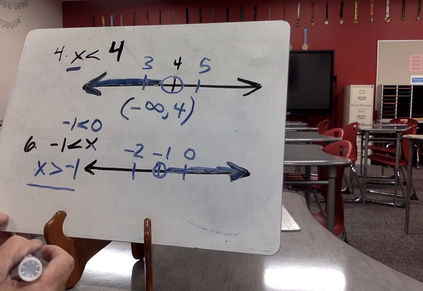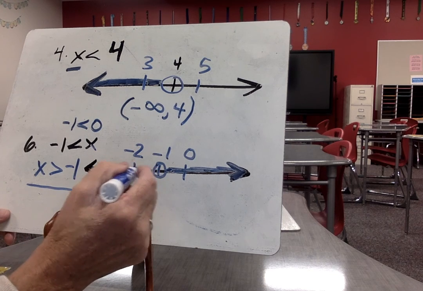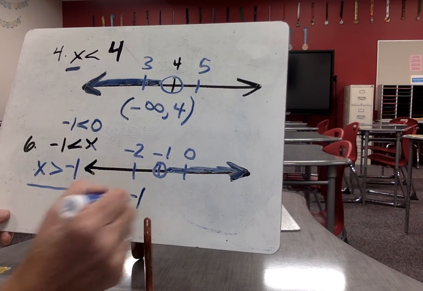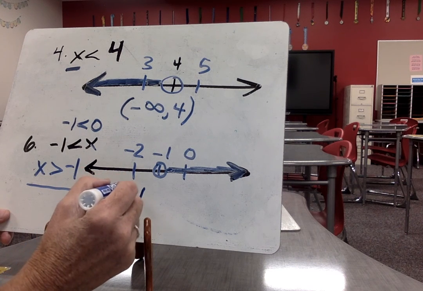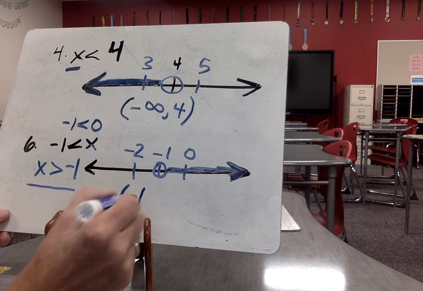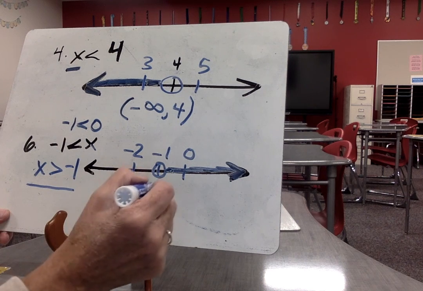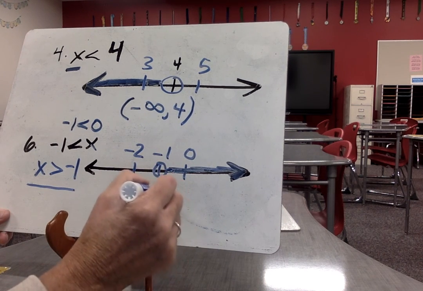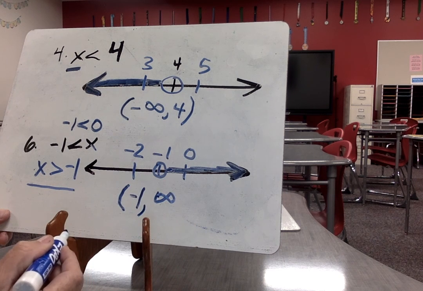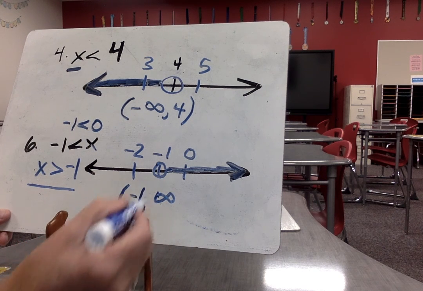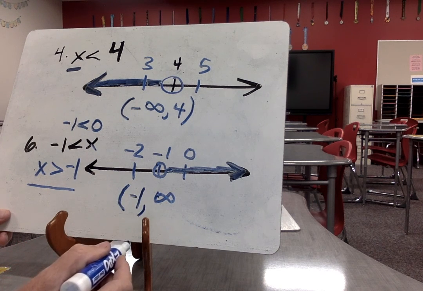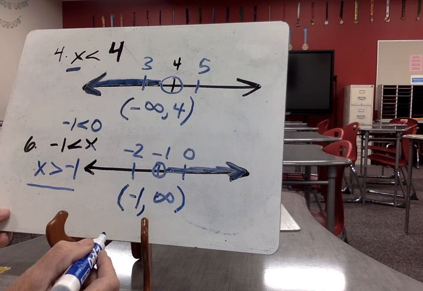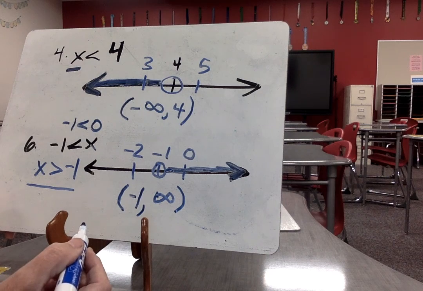Now I also need to write it in interval notation. So in interval notation, I would put -1, and I would put a parenthesis, not a bracket, because I don't include -1, comma, and then I go on to infinity. Now, do I put a bracket or parentheses after infinity? If you said parenthesis, you are exactly right. And there, I'm done with number 6.